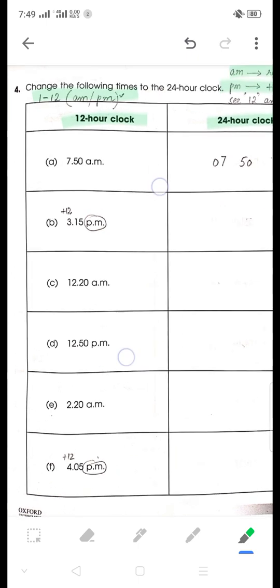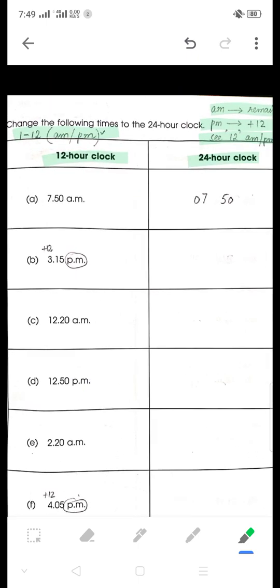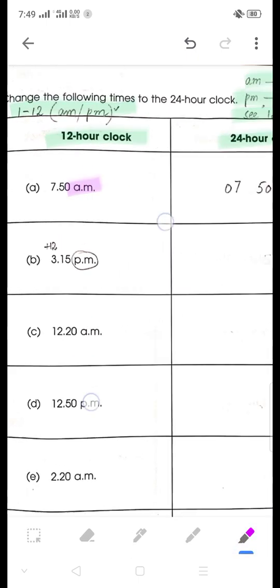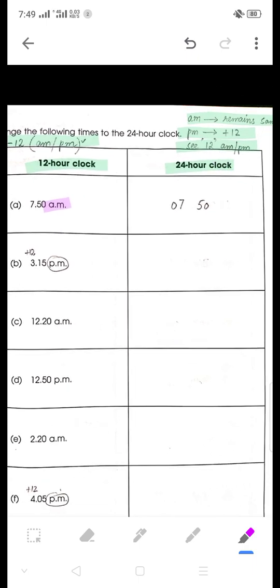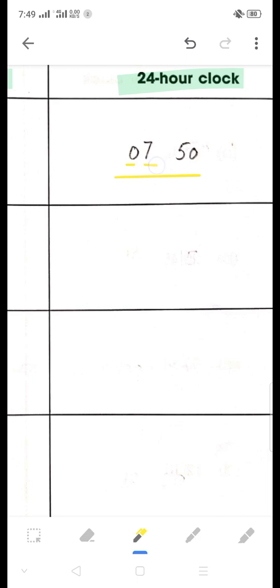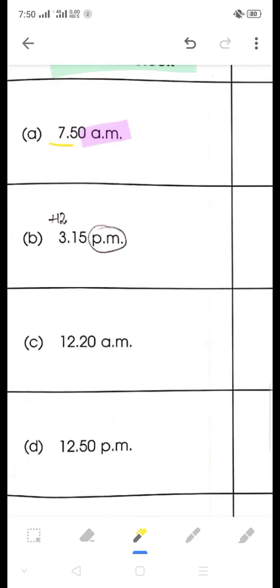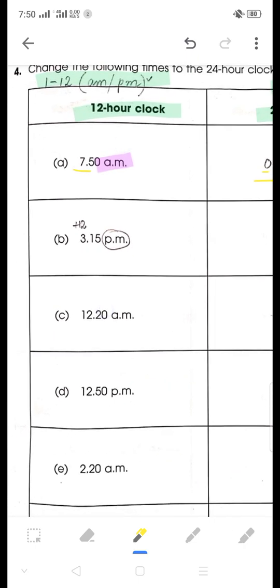Now see, here by considering these 3 rules, look here, AM was written, so the time will remain same. It was 7:50, we have written 07:50, because in 24-hour clock system, this is the format of writing time. We have to fill 2 digits for hours and 2 for minutes. But in 12-hour clock system, there is no such need.